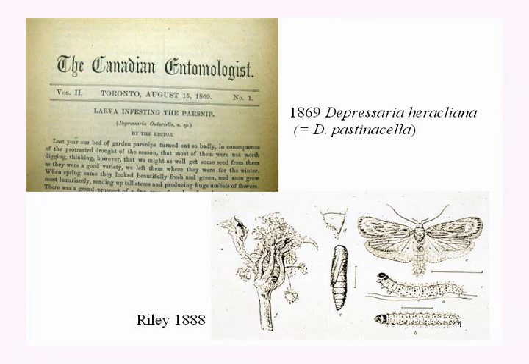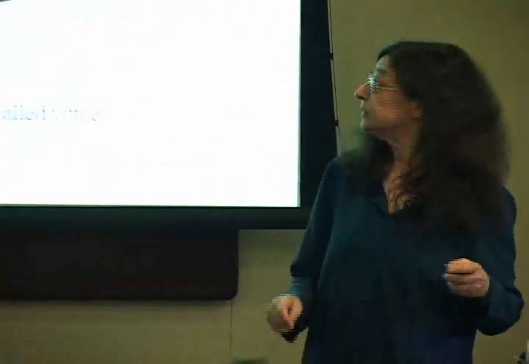In 1869, a guy named Bethune found a caterpillar. He thought he had discovered a new species. It wasn't until 1888 that C.V. Riley, who had traveled the world, recognized that the insect that had been described as a new species was actually the European Depressaria pastinacella. So we knew more or less exactly when parsnip webworms first arrived in the U.S.